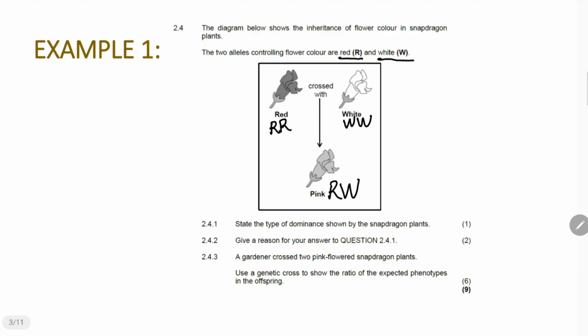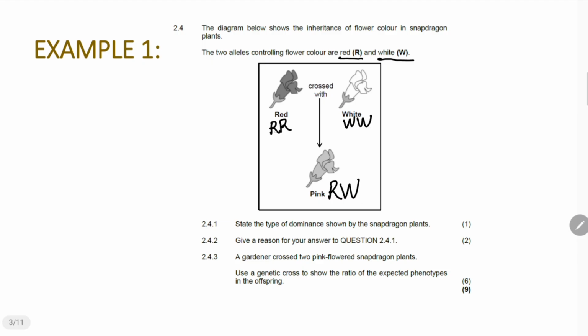So this tells me that this is a type of incomplete dominance, since two different phenotypes, when they are crossed with each other, produced a third and a different phenotype. So this is an example of incomplete dominance. If it becomes RW, then it will be pink because neither of the alleles is going to be dominant over the other. So neither is going to be expressed and neither is going to be masked. As such, we produce a third and a different phenotype.